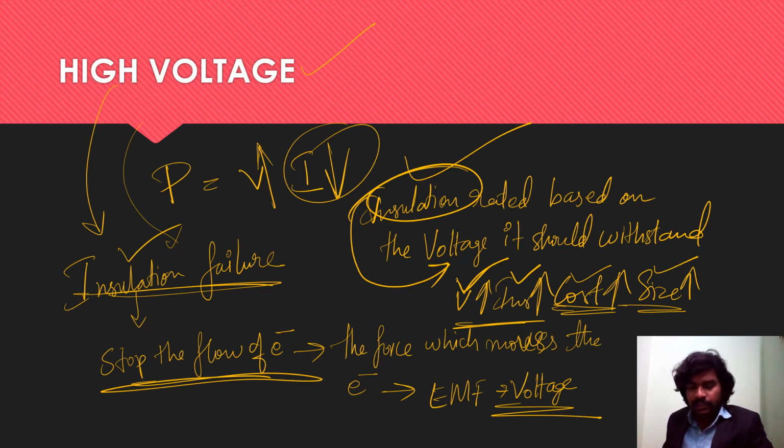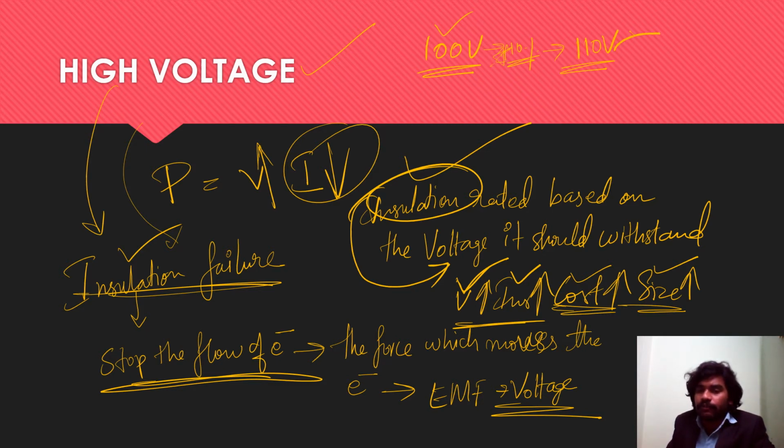Now every insulation will be designed for a particular voltage. Say insulation is designed for 100 volts. If the voltage applied on the insulation increases above 100 volts, it may withstand. It might have some 10% of tolerance, plus 10%. Say up to 110, it can withstand. What happens if your voltage exceeds 110? It goes beyond 110.